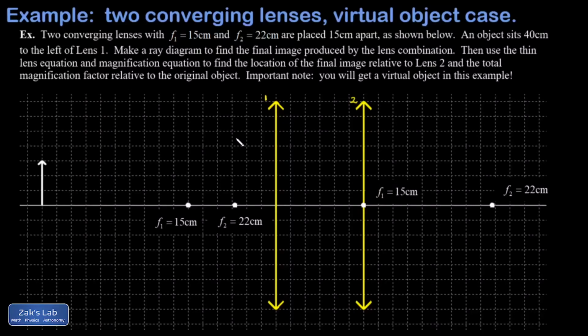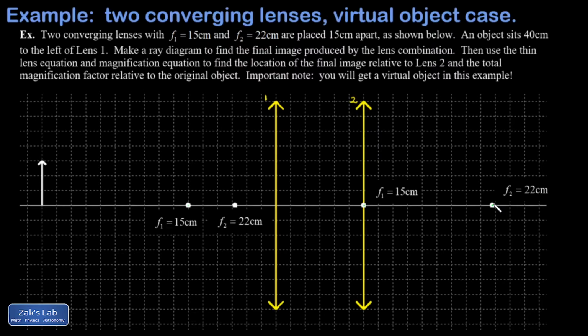In this video, we're analyzing a lens combination including two converging lenses. The first lens has a focal length of 15 centimeters, and one of those foci happens to land right on the location of the second lens, no problem. Our second lens has a focal length of 22 centimeters, and one focuses here, one focuses all the way back here. And the grid is set up so that every two spaces represents 5 centimeters, and everything has been done to scale.